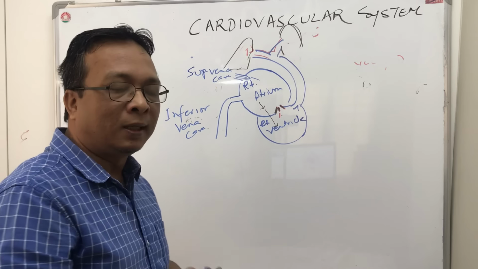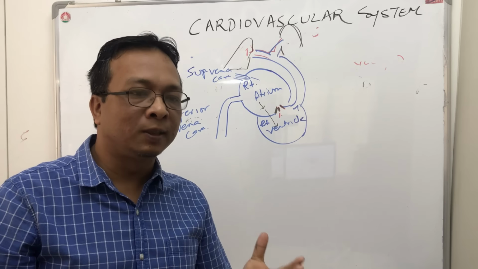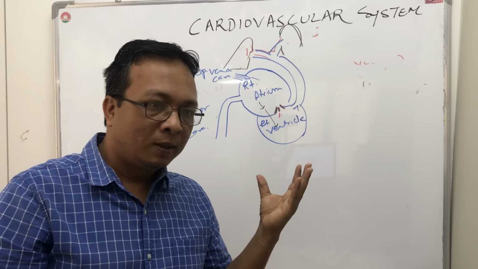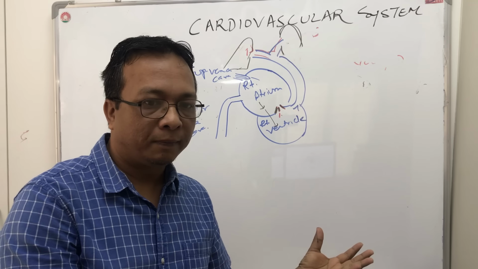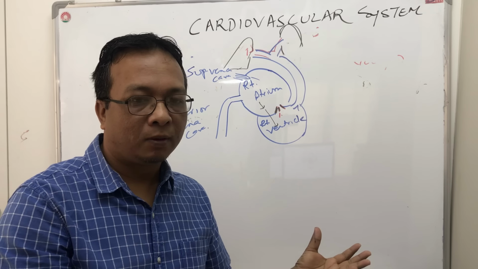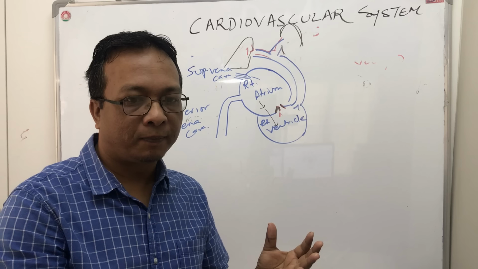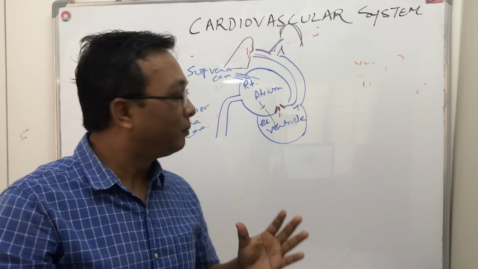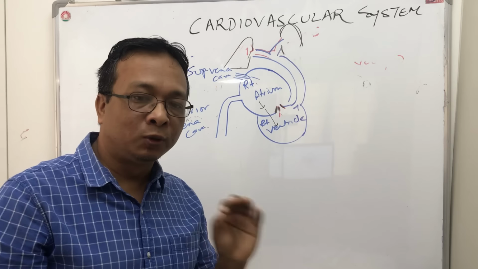So the right atrium collects the blood from two sources. It collects the blood from two sources. From the superior vena cava.